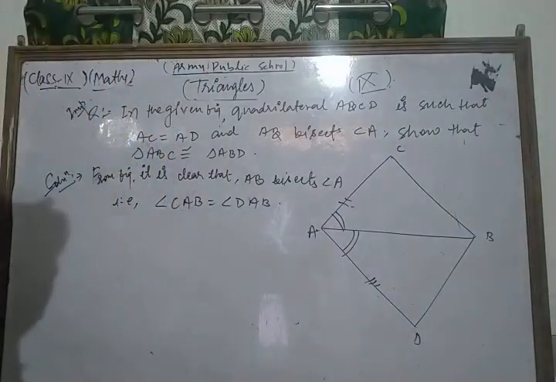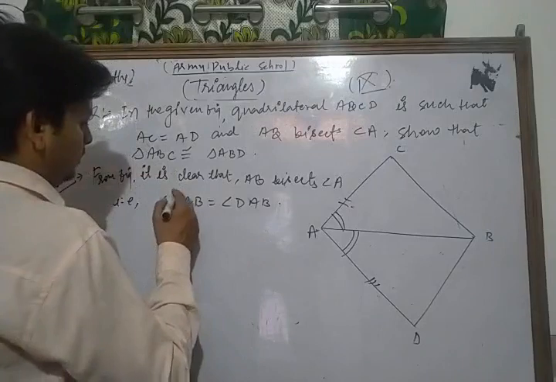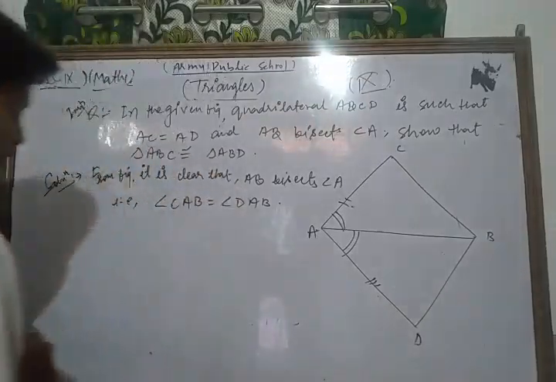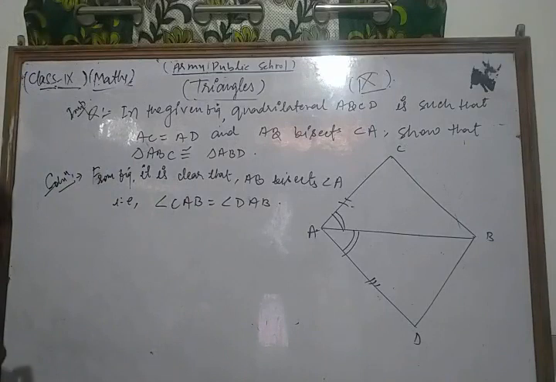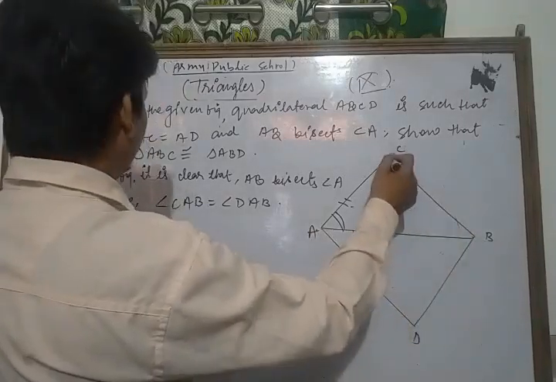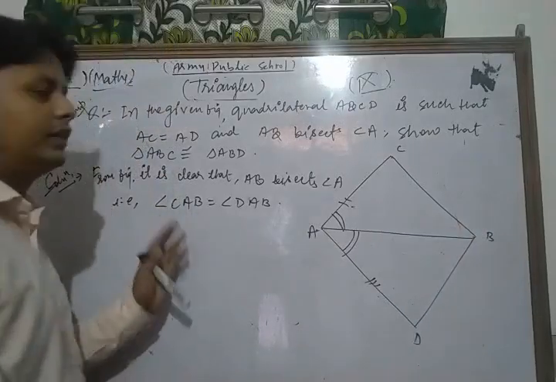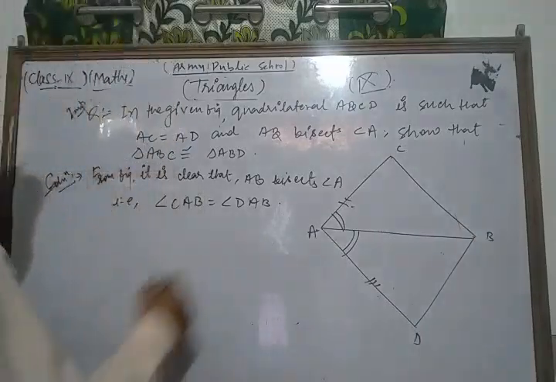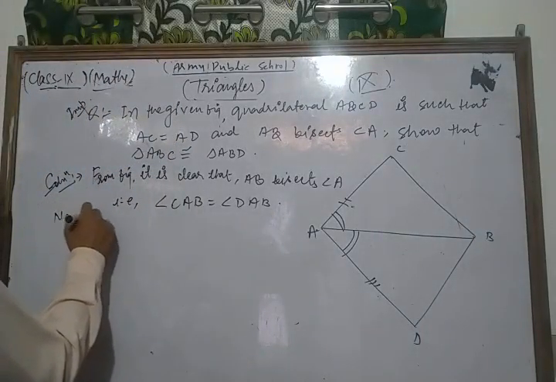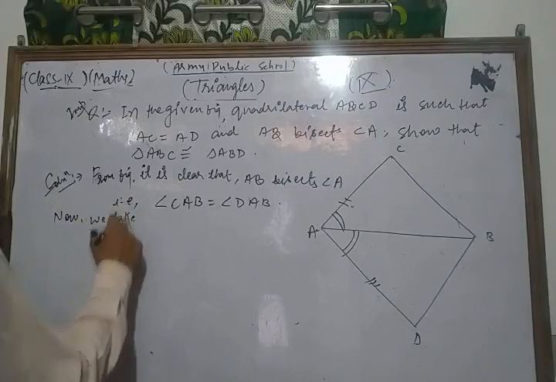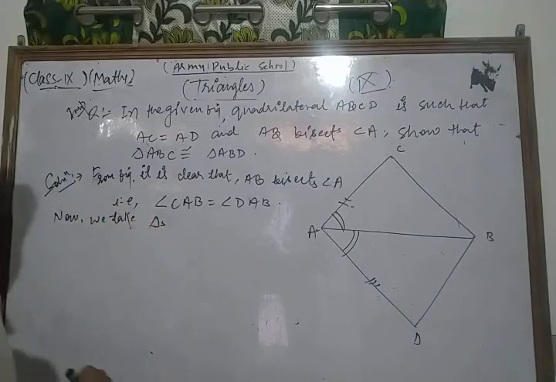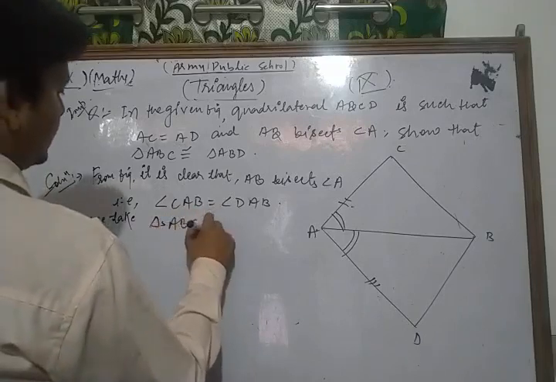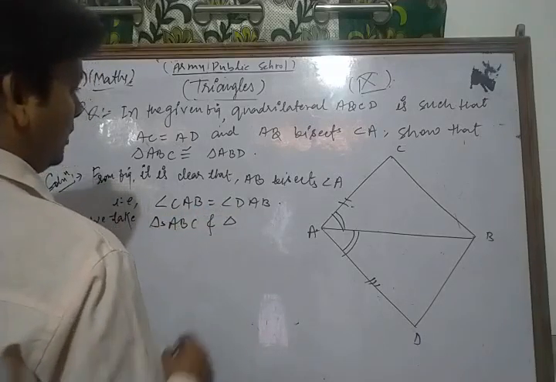This is the concept behind that. Now, dear students, we have to show that triangle ABC is congruent to triangle ABD. Now we take both the triangles and apply the congruency of triangles. Now we take triangles ABC and ABD.